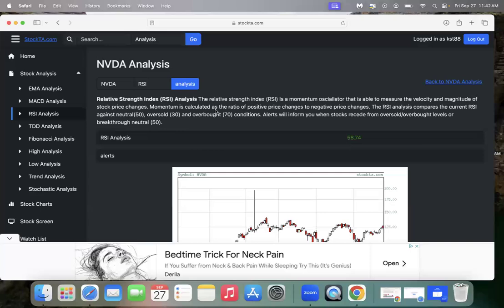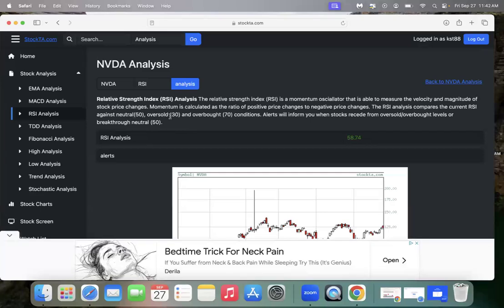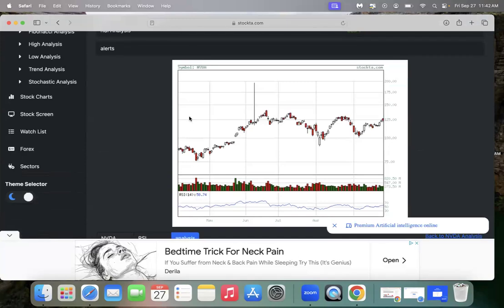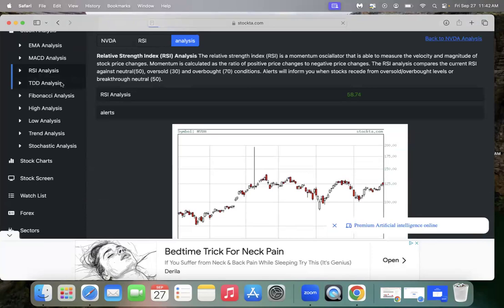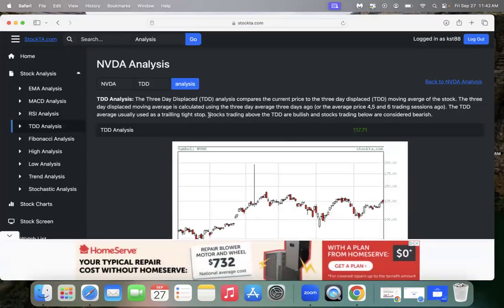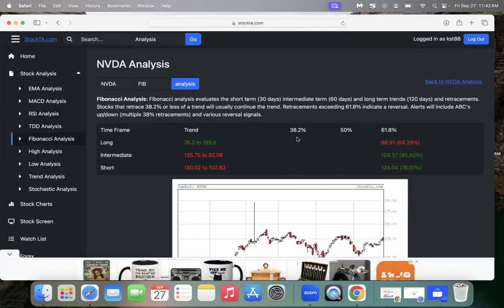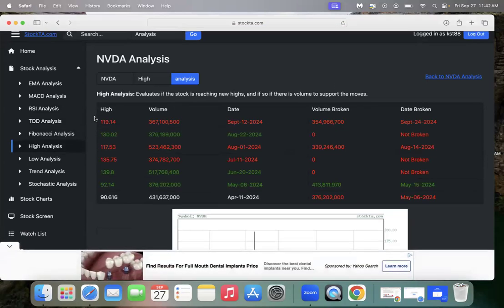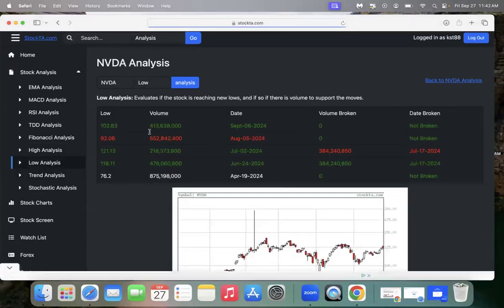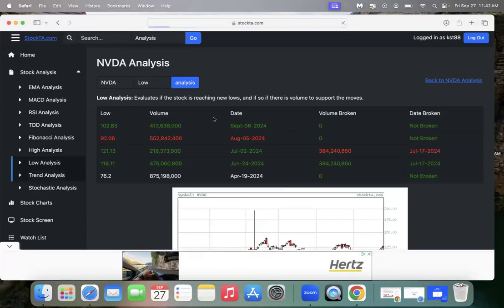RSI, relative strength index. Neutral is 50, oversold is 30, overbought is 70. This one just tells you it's at 58, so it is still in neutral land. TDD is 3 days displaced. Fibonacci gives you the numbers right there for long, immediate, and short term. High analysis measures a high and what volume and what date. Low analysis measures the low, same thing.